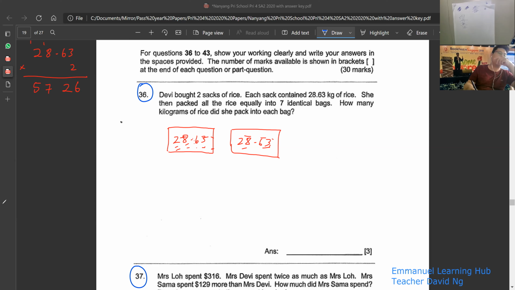Where do you put the decimal place? Here. You tell me where? Is it here? No. Here? No. I mean, yes. 57.26. Yes, you put a decimal point here. So 57.26 is the, what is 57.26?